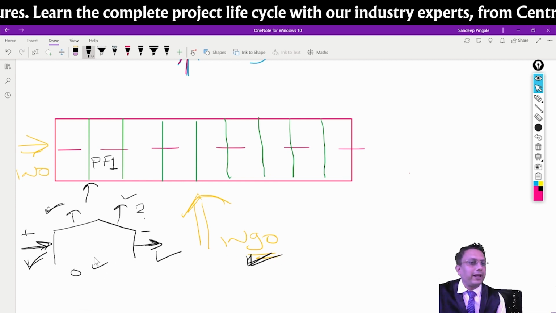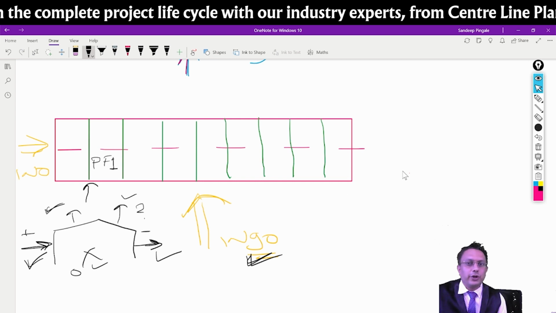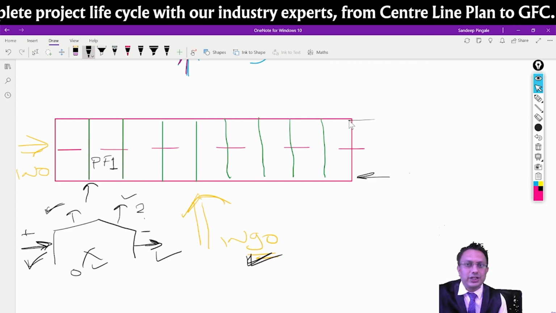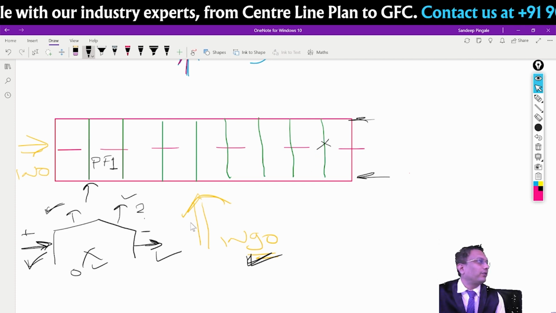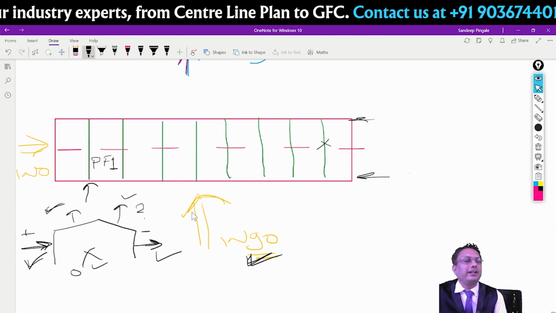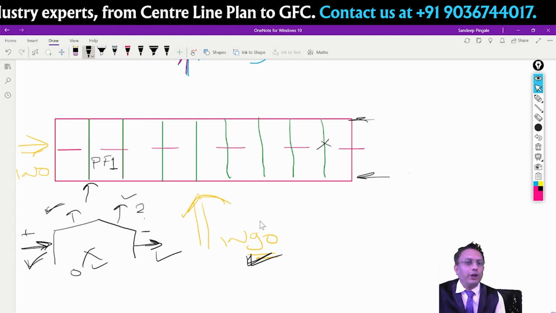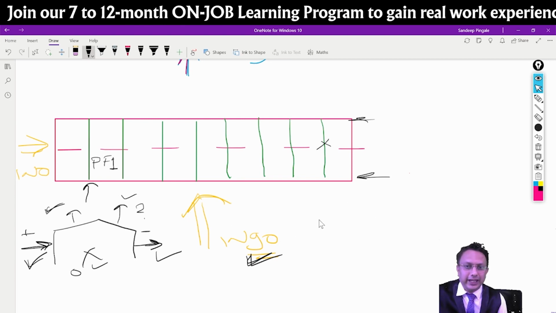0 degrees, are you going to apply here? No. Because 0 degrees is applied in this direction, and this particular structure is not capable of handling it. So you are not applying it there. You will be applying it on the PF3.